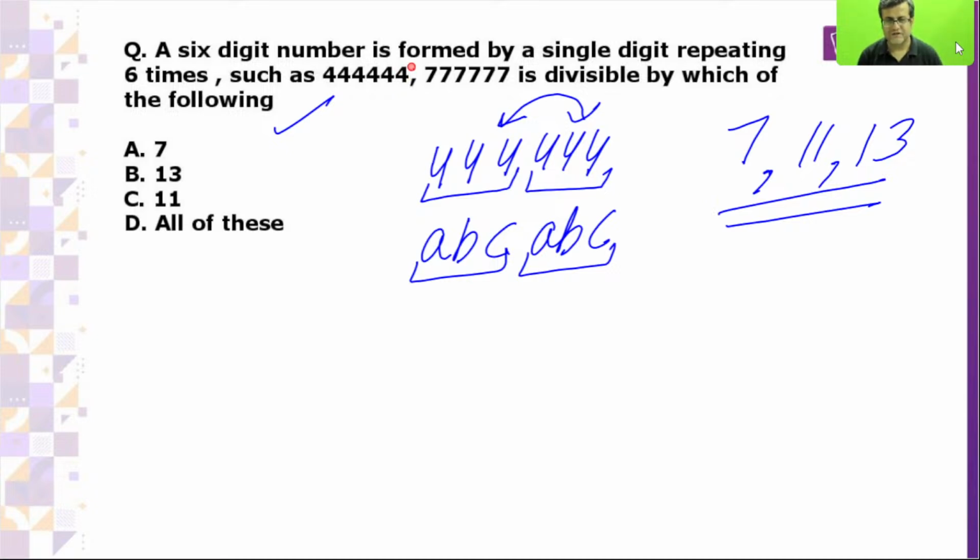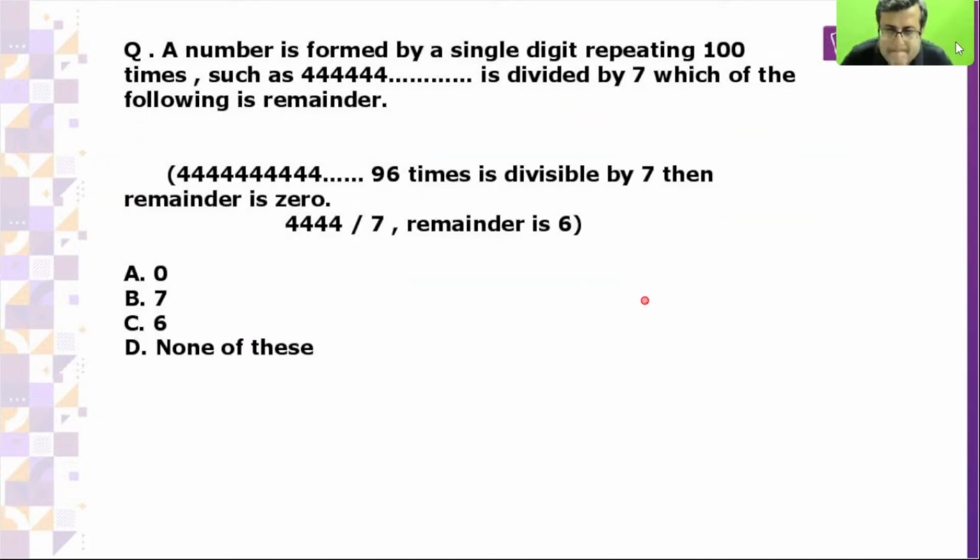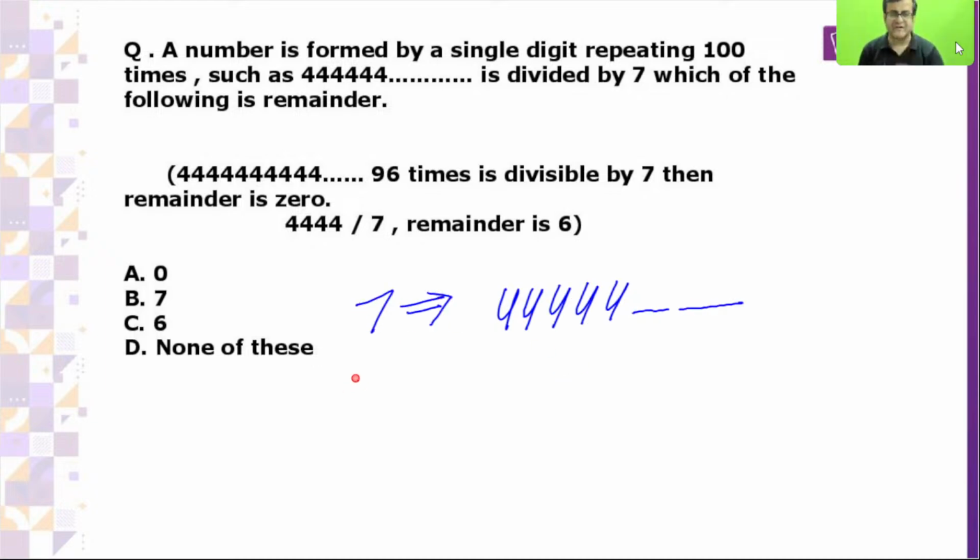Okay, good. This is divisible by 7, 11, 13. Come to this example, beta. A number which is formed by a single digit repeating 100 times, such as 4, 4, 4, 4, 4, 4. It is repeating itself. If I divide this by 7, which of the following is the remainder?